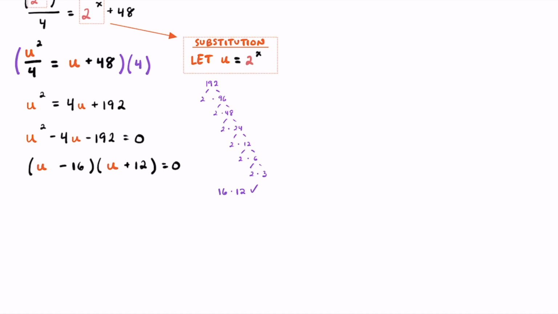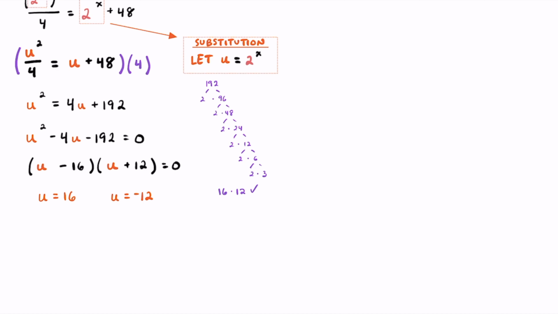So if u minus 16, what would u have to be to make that 0? Well, u would have to equal 16. That would be one of our solutions. And what about this linear binomial? Well, u would have to equal negative 12, since negative 12 plus 12 is equal to 0 as well. Alright, so cool. We now know that u is equal to 16 and u is equal to negative 12.